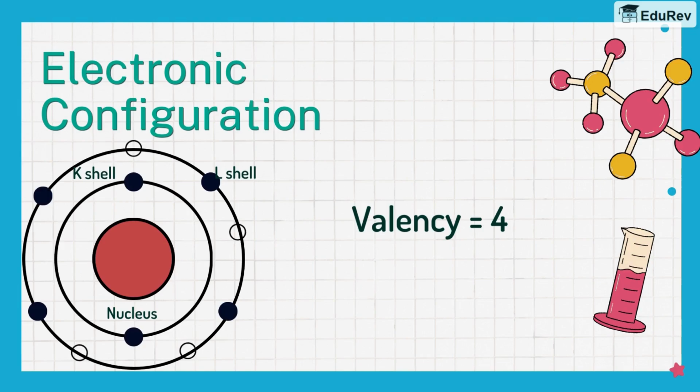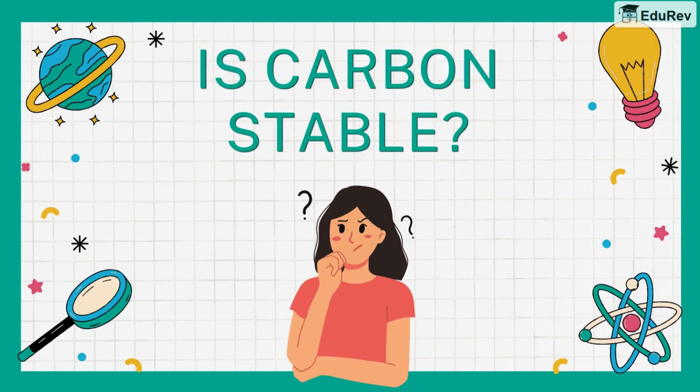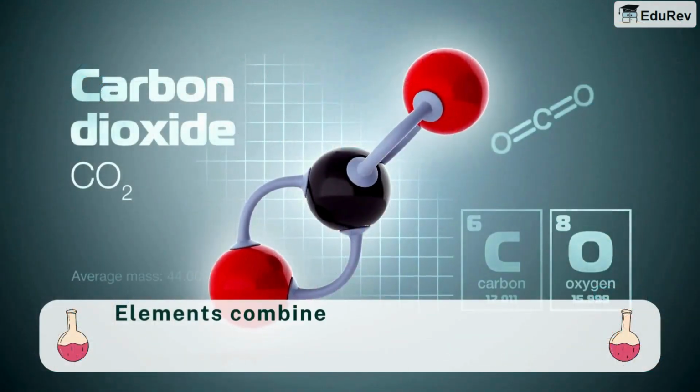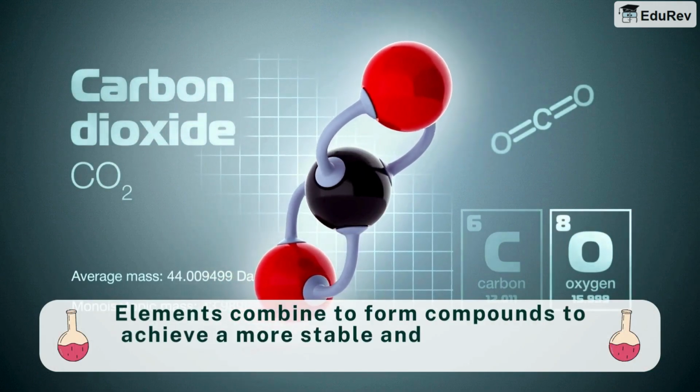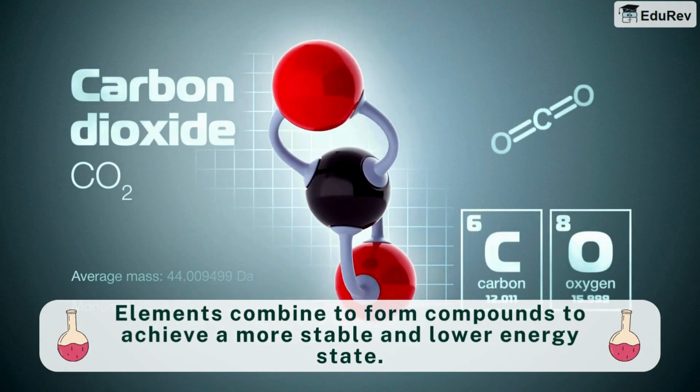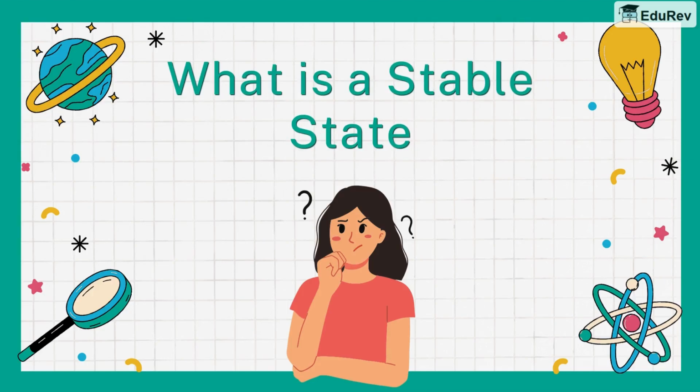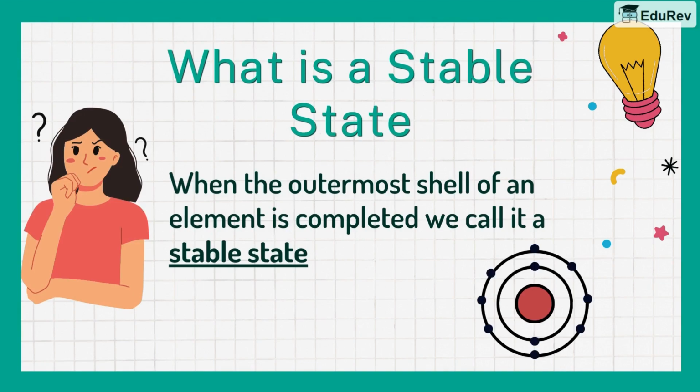Now as you can see, L shell, the outermost shell of carbon, has space for 4 more electrons, and so it has a valency of 4. Now, tell me, is carbon stable? Let's talk about the concept of stability. Elements combine to form compounds to achieve a more stable and lower energy state. And what is a stable state? When the outermost shell of an element is completed, we call it a stable state.